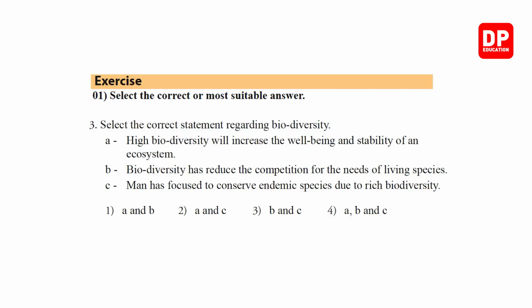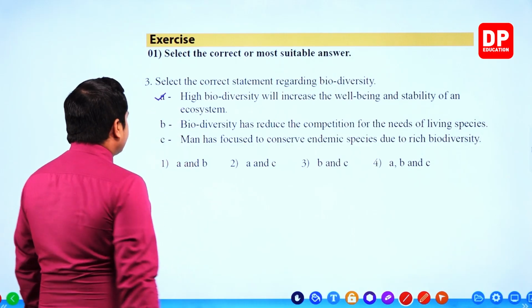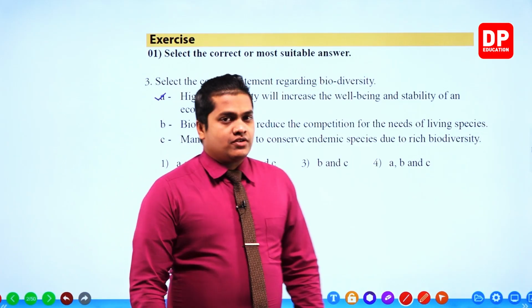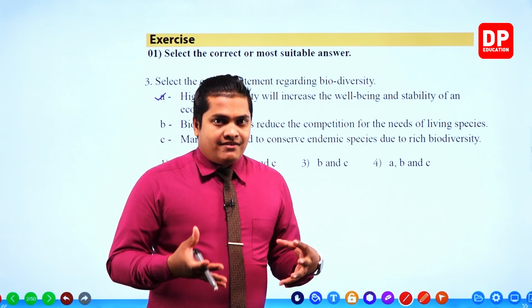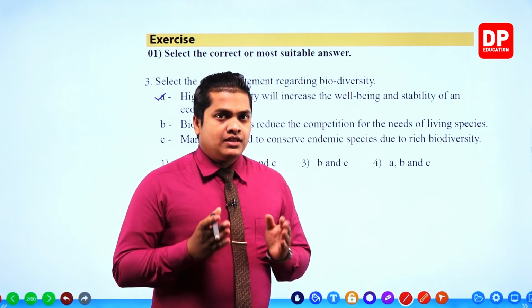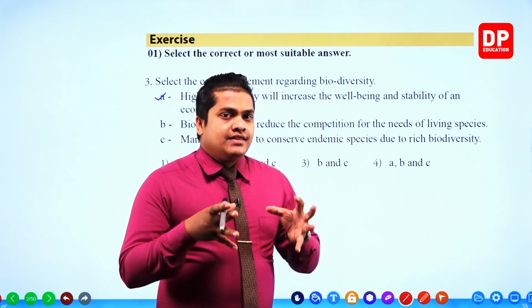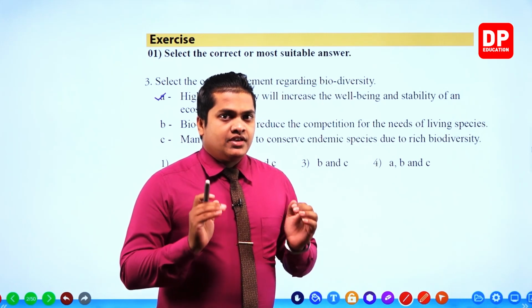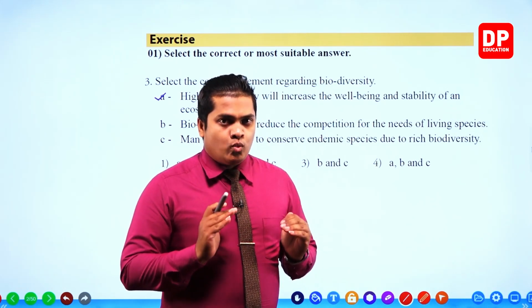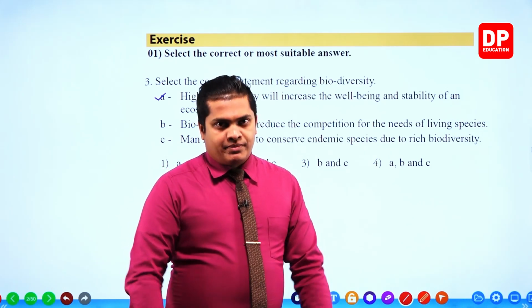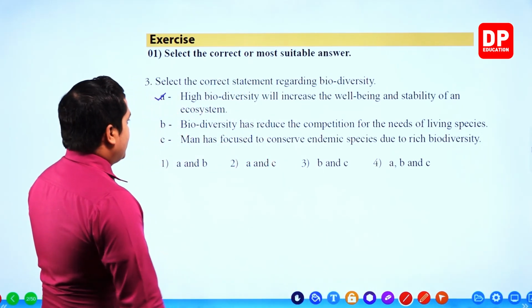Next one. Select the correct statement regarding biodiversity. High biodiversity will increase the well-being and the stability of an ecosystem. Correct. If a certain ecosystem has a rich biodiversity, that means, my dear children, that particular environment is well established and well in equilibrium.